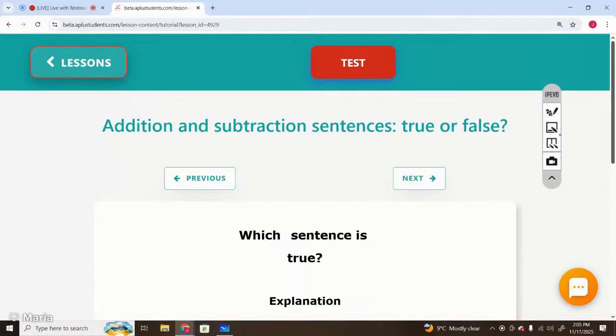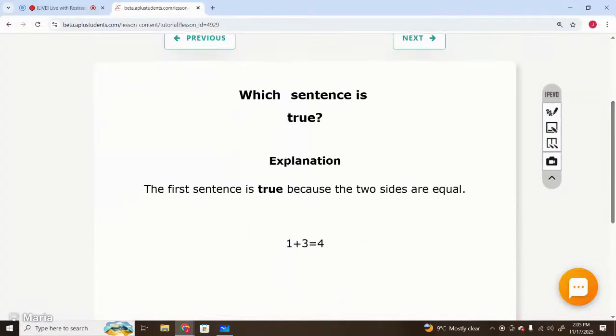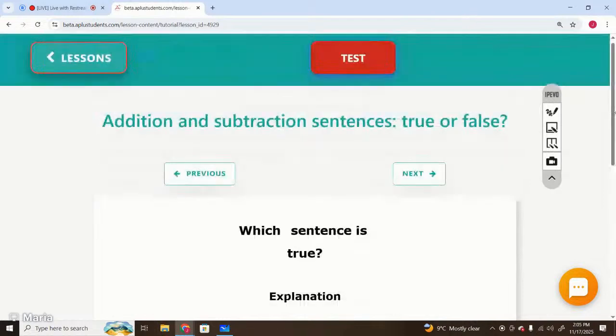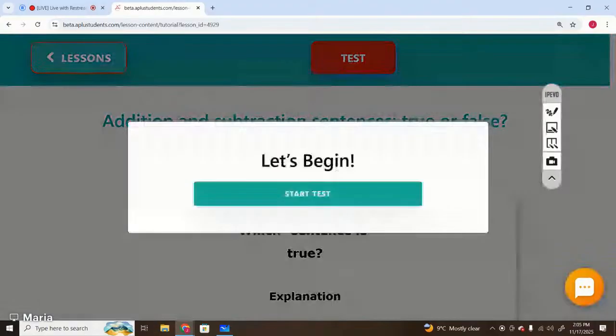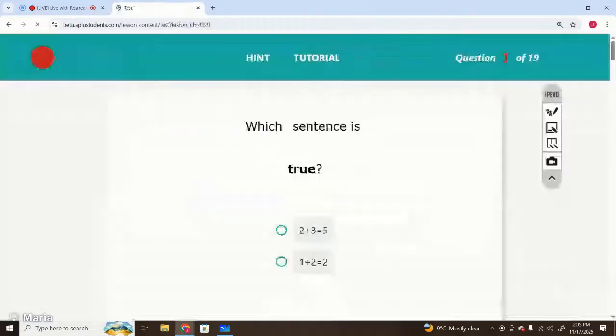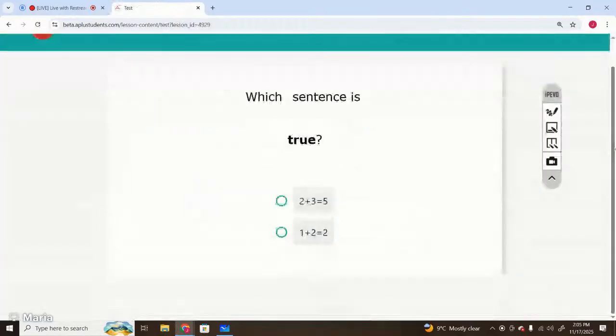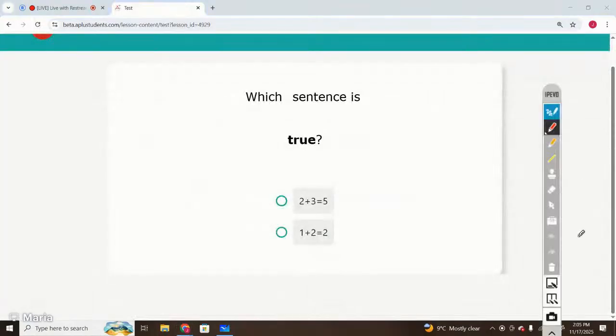Which sentence is true? So basically we are given more than one sentence, right? So let's just start with an example, like we can start with the test questions. Which sentence is true? You are given two of the sentences, right? We can add them and see which one is the correct one. Start with the first one, that is 2 plus 3 equals 5. Let's just add this side, right? And see if both sides are exactly equal.